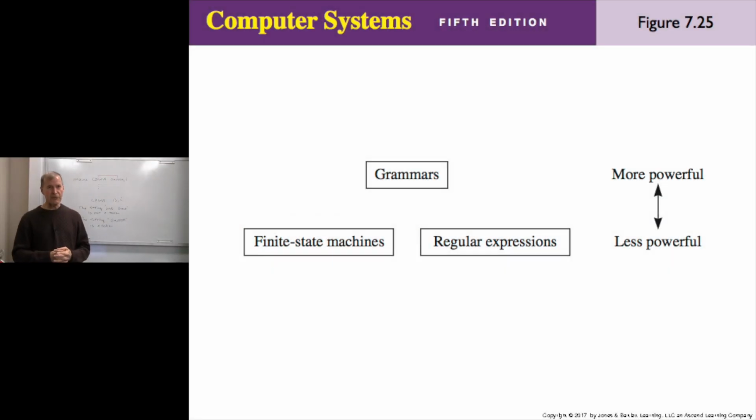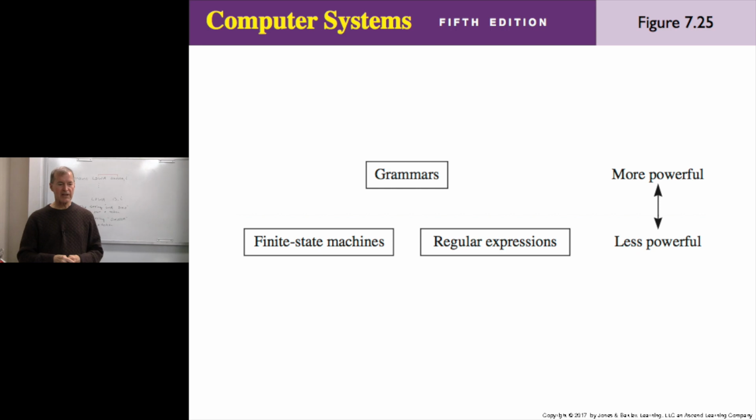Now, a few more things before we actually take a look at an implementation. What three ways are there to specify the syntax of a language? Grammars, finite state machines, and regular expressions. Here's something that every computer science major knows, and this is super basic: how do these three methods compare in power? Which ones are more powerful and which are less? As shown here in figure 7.25, grammars are more powerful than either finite state machines or regular expressions. Now, what do we mean by more powerful?